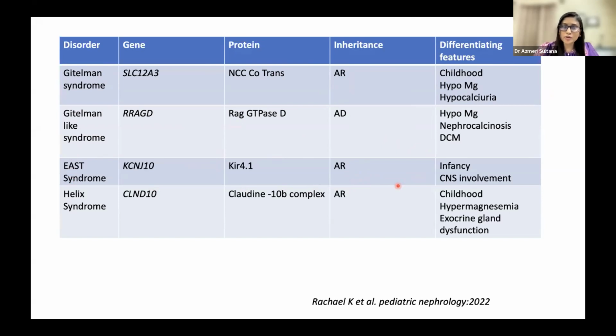And the Hélix syndrome, though it involves a part of the thick ascending limb of the loop of Henle, presents with hypokalemic metabolic alkalosis, so I put it here. Here the responsible gene is CLDN10, and the gain of function of the claudin 10B complex causes increased magnesium reabsorption along with the tubulopathy, and then exocrine gland dysfunction like alacrimia and hypohidrosis.